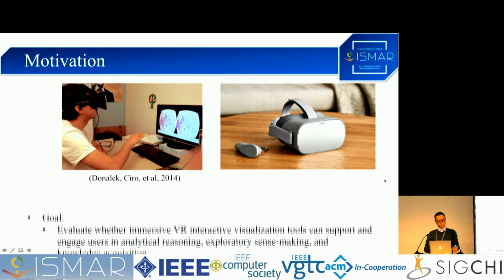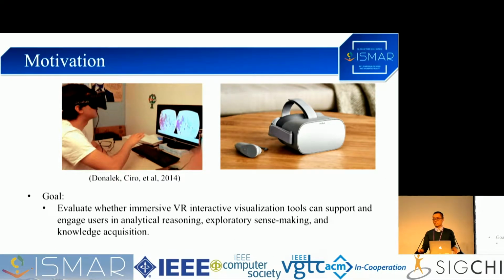So our goal of the research is to evaluate whether immersive VR interactive visualizations can support and engage users in analytical reasoning, exploratory, sense-making, and knowledge acquisition tasks.